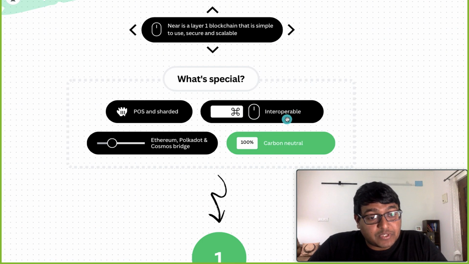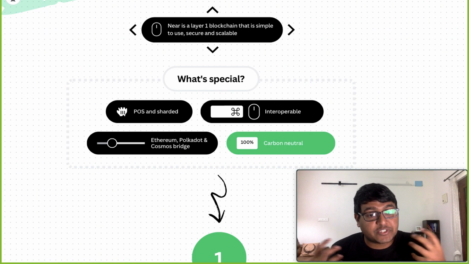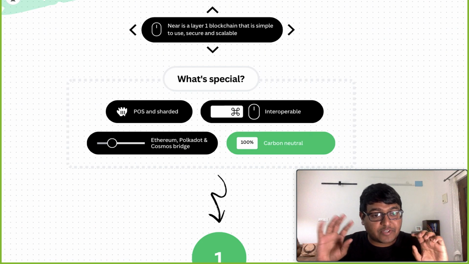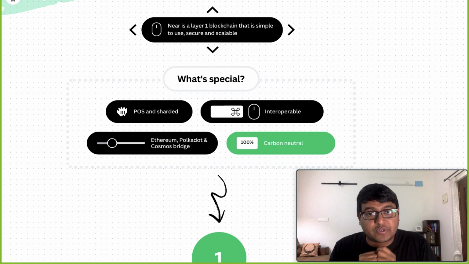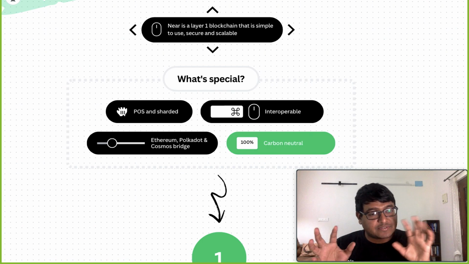They are interoperable, right? Now, given that there are so many of these blockchains coming up, interoperability is the next big thing because every blockchain is like an island, right? Imagine you have an Apple phone and you have an Android phone, and let's say apps need to talk to each other between them, right? It's something like that.